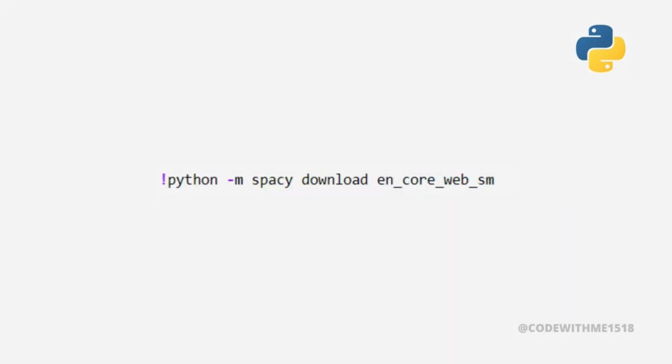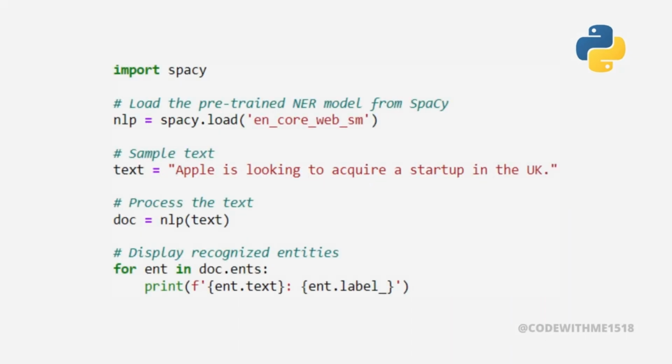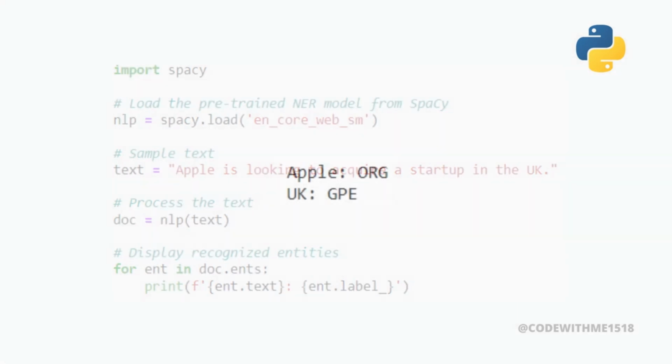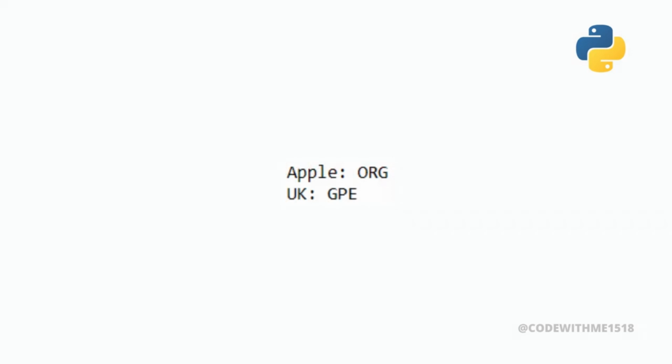Here, we processed a text about Apple acquiring a startup using spaCy's NER model. The model correctly identifies Apple as an organization and UK as a geopolitical entity. NER is incredibly useful in many applications, from information extraction to question answering.